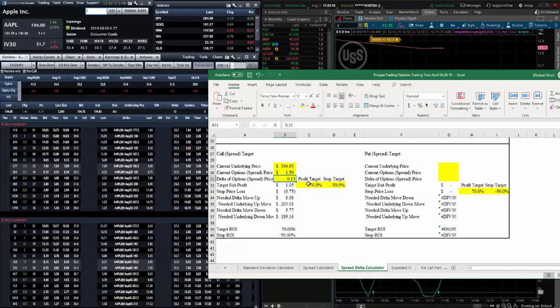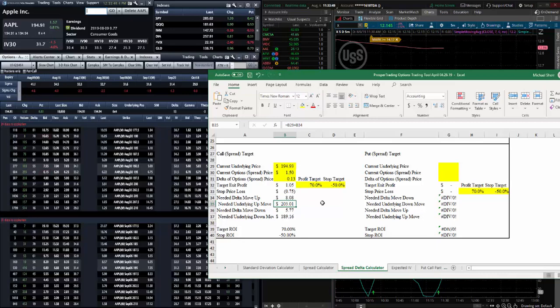Okay, so what you can say is, hey, I want to target 70% gain, and I want to stop myself out if I lose 50%, whatever that happens to be for you. So I want to make $1.05 in profit, so that when this thing is trading $2.55, also I want to stop myself out if I lose half my premium, at 75 cents. So using the delta, we need about an $8 move up before this thing is trading about $2.55. So that's at 203.01.